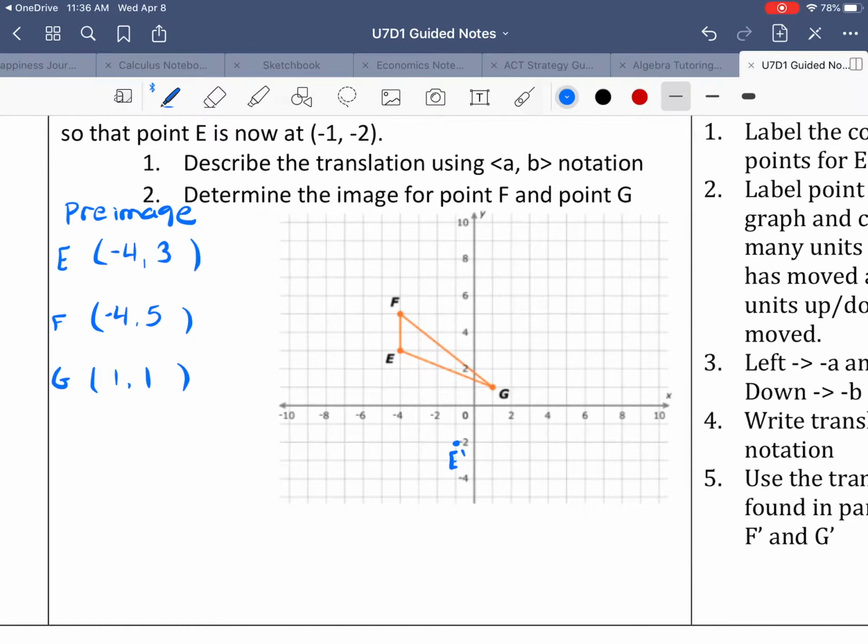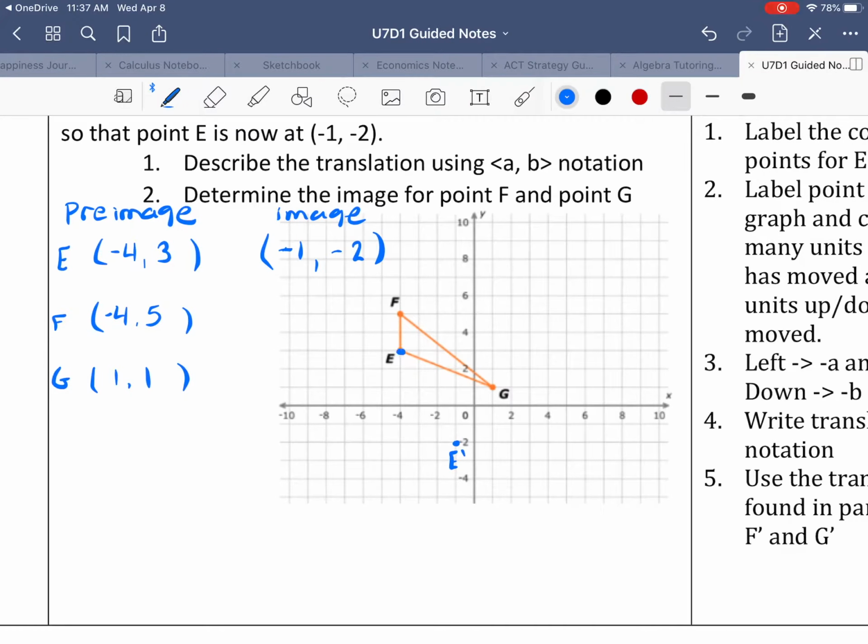Now what it's asking for is to use our A-B notation to describe the translation, is the first thing, and then to determine the coordinate points for point F prime and G prime. This is a new image, okay? So we know here, our image for E becomes -1, -2.